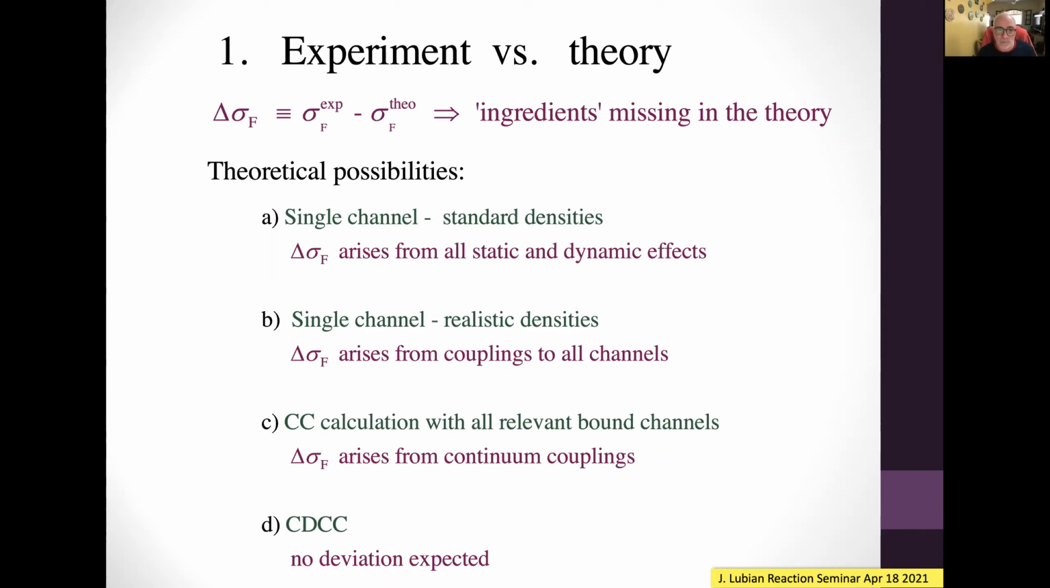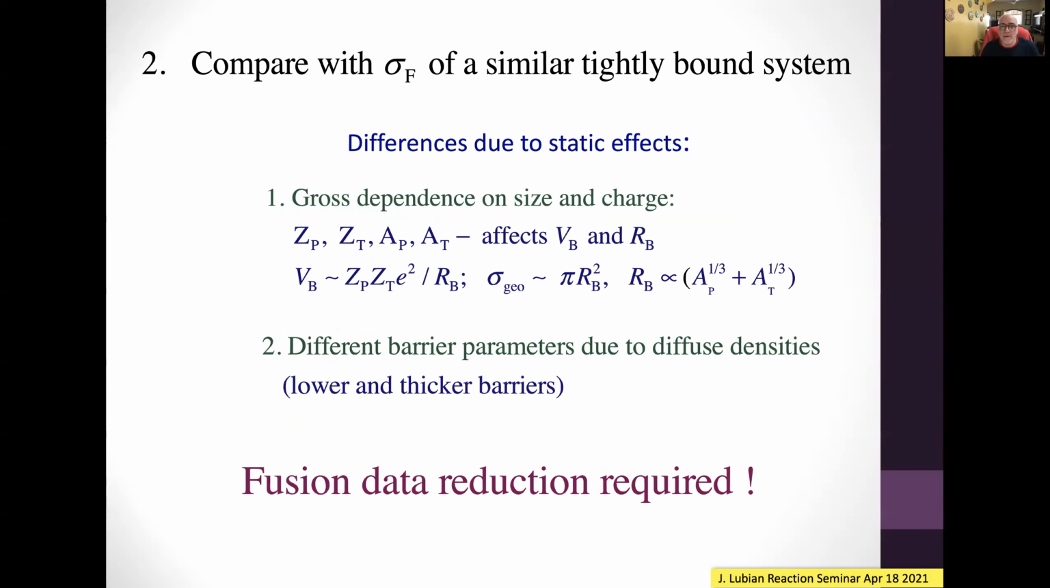But coming back to the method to derive the effect of breakup on the fusion cross section, we can also compare fusion cross sections of similar tightly and weakly bound systems. There is a gross difference between these systems. They may have different sizes due to their different masses. They can have different Coulomb barriers. They can have different charges. And this we usually call trivial difference. So we have to take away all this difference, and for that, we have to perform a reduction of these data.